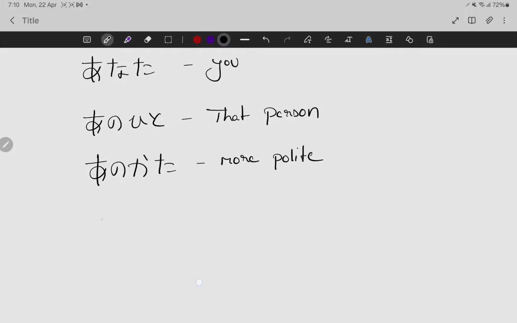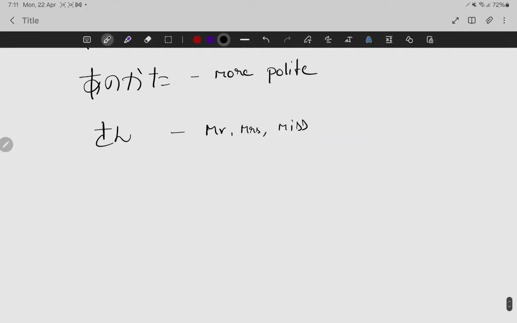Next it is san, which is a prefix or suffix used for Mr., Miss. San is used as a suffix for a person's name, or you can call simply san. For example, Sangeeta san, Koji san, Kiran san, like that.